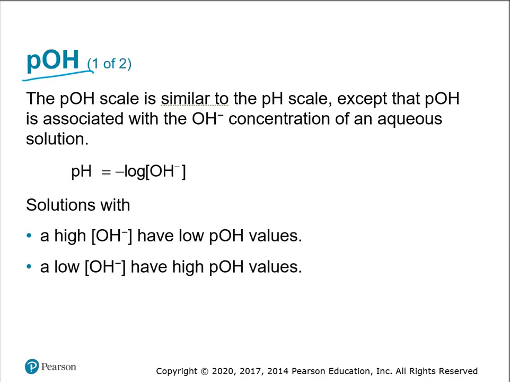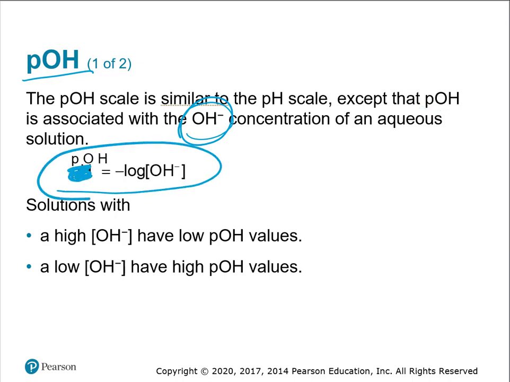Now the pOH scale is similar to the pH scale, except that pOH is associated with the hydroxide ion concentration, and we find it the same way. The pOH is equal to the negative log of the OH. If we have a high hydroxide ion concentration, then we'll have low pOH values. If we have a low hydroxide ion concentration, we'll have high pOH values.